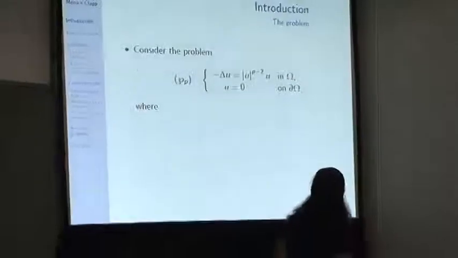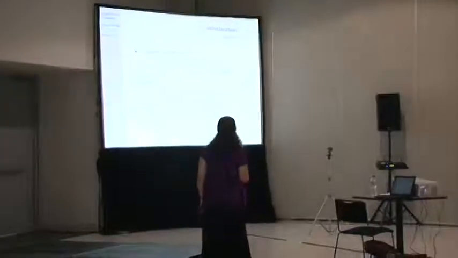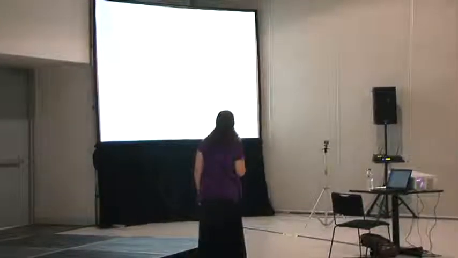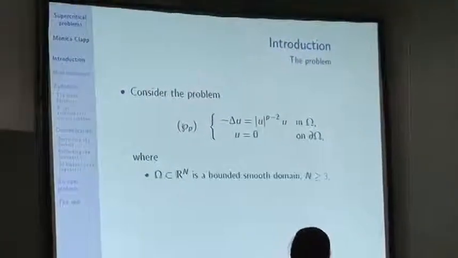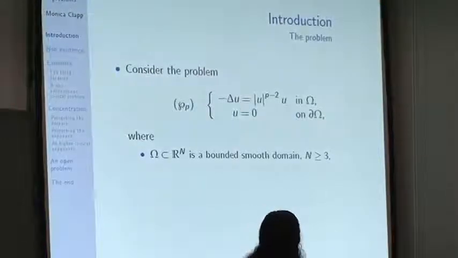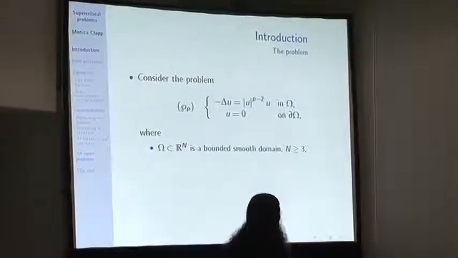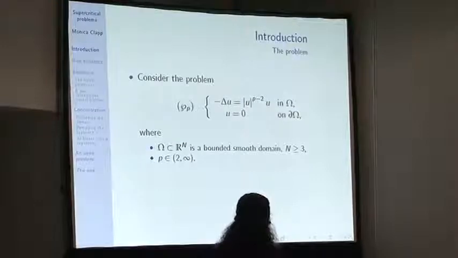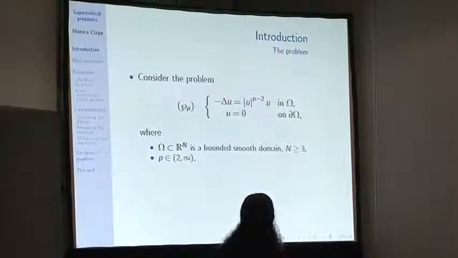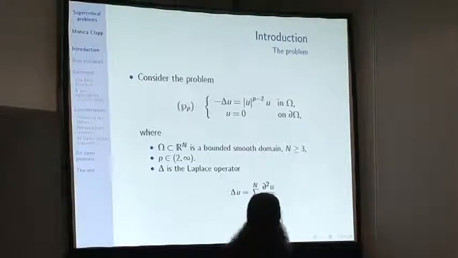And the topic of this talk is to study the problem which is written there. So the PDE is probably the simplest nonlinear PDE you can think of. The domain will be assumed to be, well, omega is a bounded open set in R^N. N is going to be larger than or equal to 3. The exponent p is any real number between 2 and infinity. And of course, this delta is the Laplace operator.